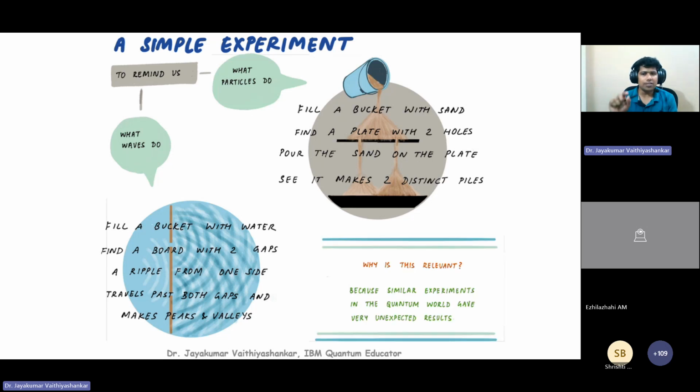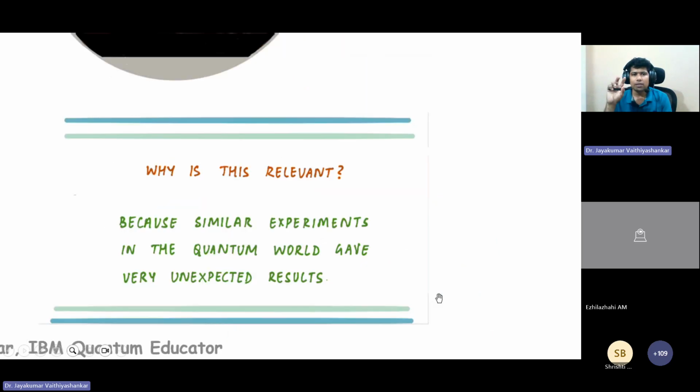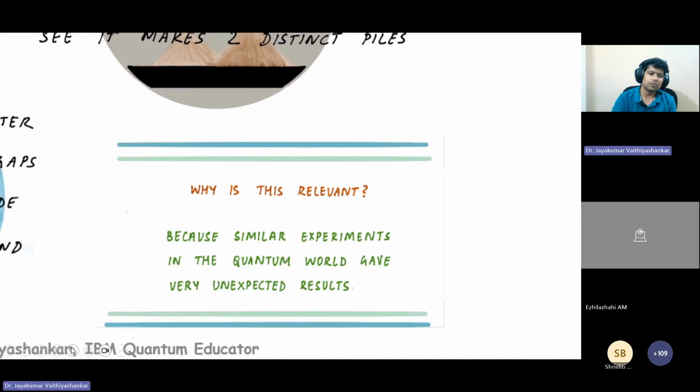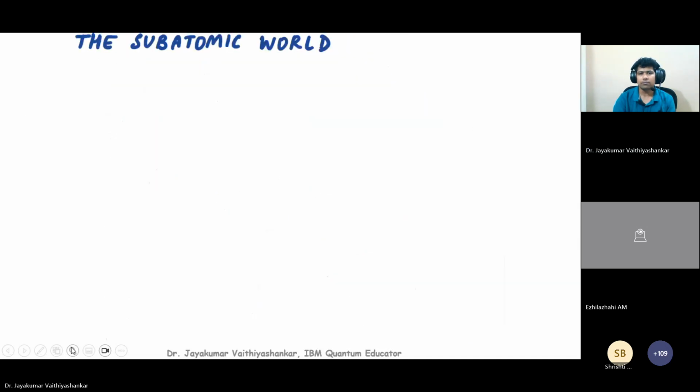But if you do the same experiment in the quantum world, you'll get very, very unexpected results. This is very strange. All these experiments, if you have prior knowledge of how it works, you can predict and reason out. But if you do the same experiment in the subatomic, quantum world, you'll get very unexpected results. This is the major crux between classical physics and quantum physics.